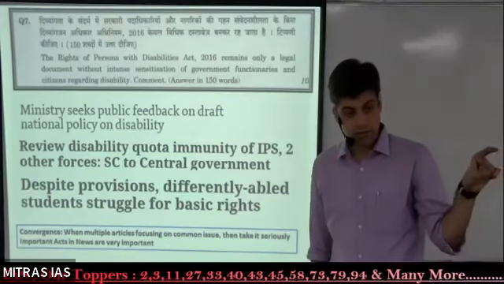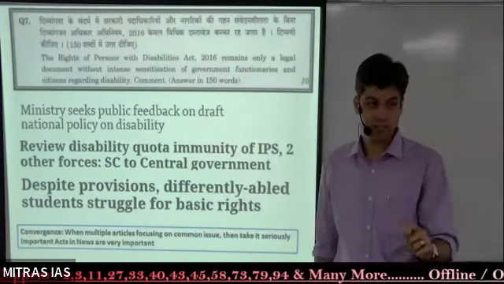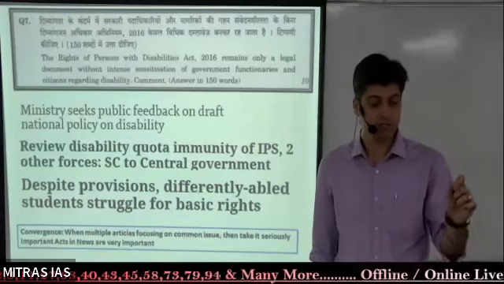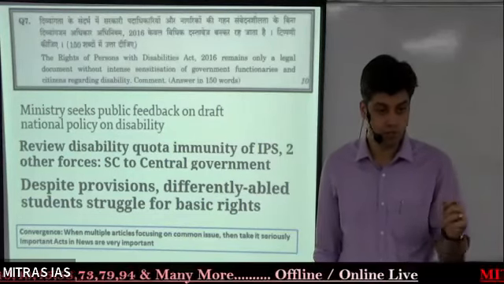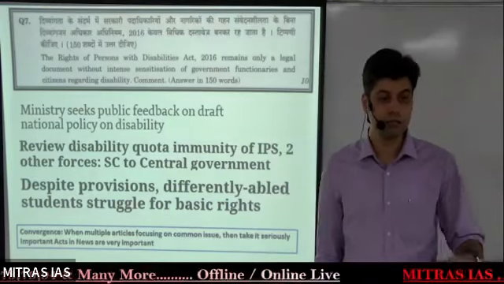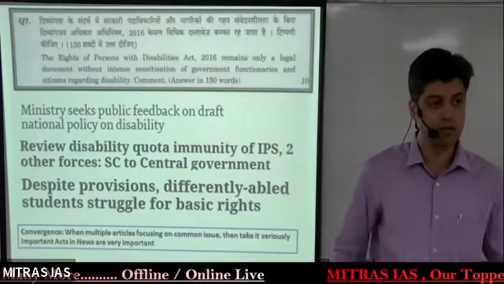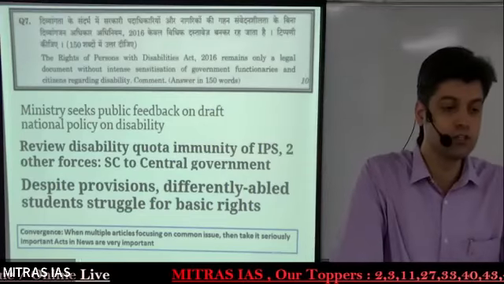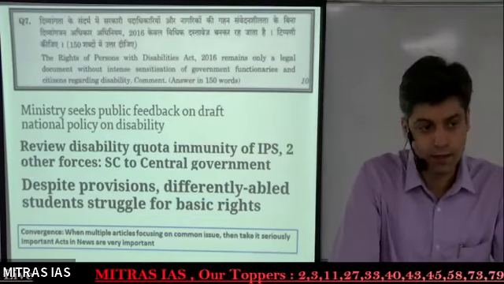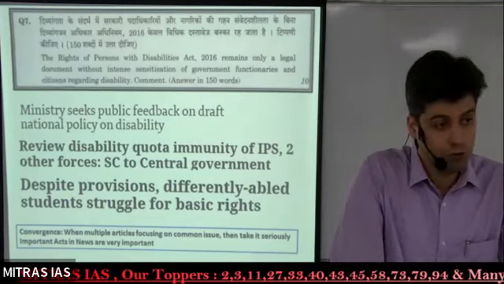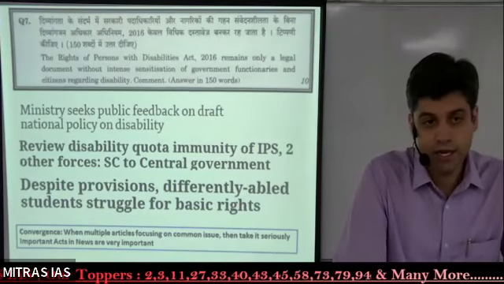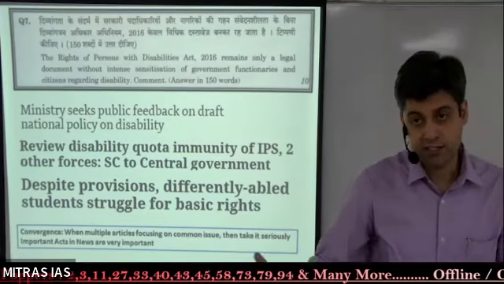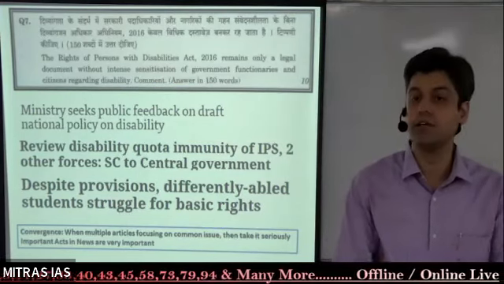So even for civil services, there was a petition with respect to IPS and other uniform services, that the disabled should be taken up. I mean, this should become part of the reservation, the 4% reservation should be extended to them. And the Supreme Court had told the government to review it immediately. Hence, there were various ways where disability was being talked about.